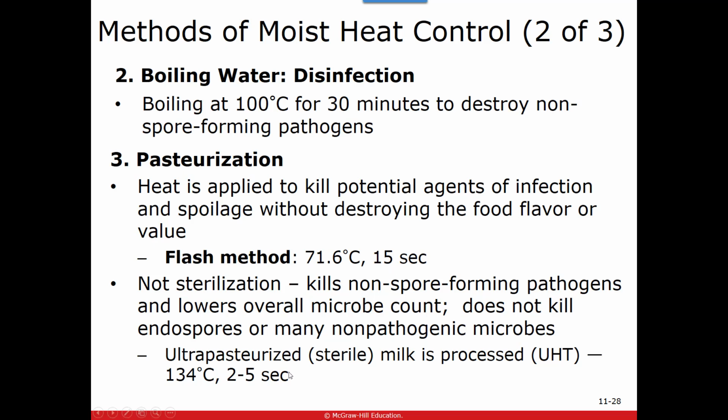And this ultra pasteurization process is a sterilization method. They say that the flavor can change a little bit, but this actually allows us to sterilize milk.